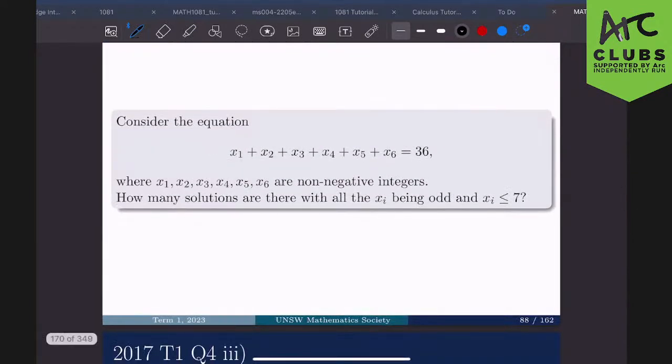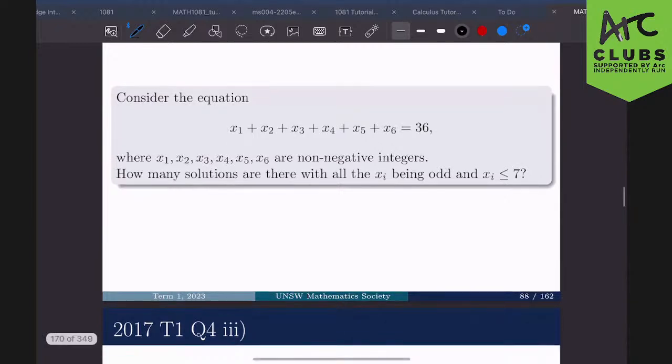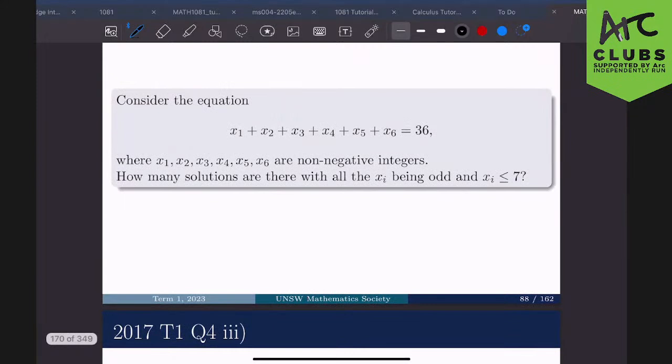Okay, and now this is kind of building on the work we were doing earlier with the at least 1 ball. So how many solutions are there with all the xi being odd, and xi is less than or equal to 7? So being odd, this is probably something you haven't come across before. But just remember that odd numbers are just even numbers plus 1, right?